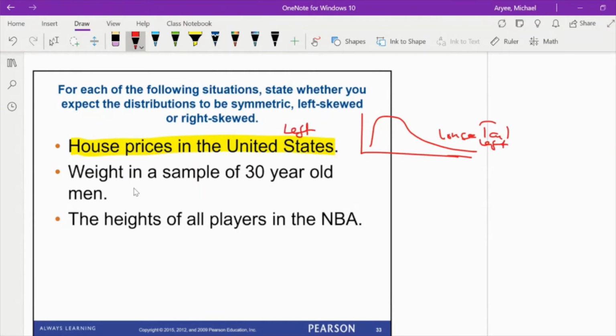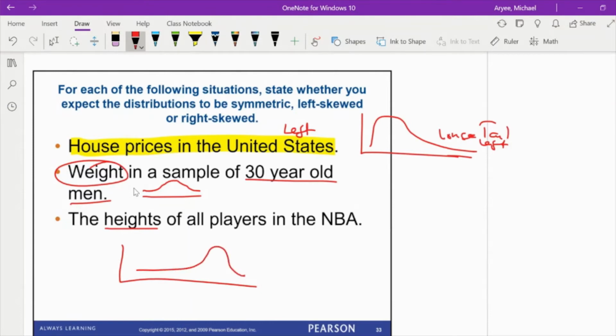The weight of a sample of 30-year-old men, like weight in general, is symmetrical. Weight, height, usually empirical studies have shown that they are symmetrical. Height of all MBA students will be skewed to the right because you have a lot of them here, and then you have very few who are somewhere here.